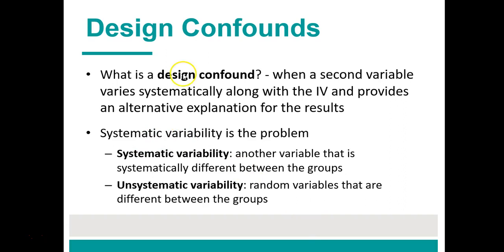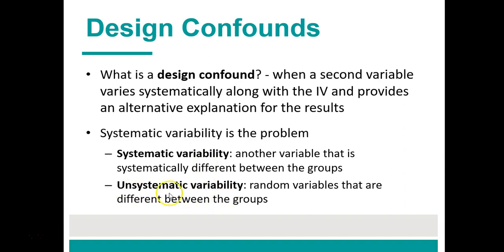The problem with a design confound is when we have what we call systematic variability, that another variable is systematically different between the groups, meaning that everyone in the COPS group saw the show at 3 o'clock in the afternoon and everyone in the Barney group watched the show at 9 in the morning. That would be systematic variability.